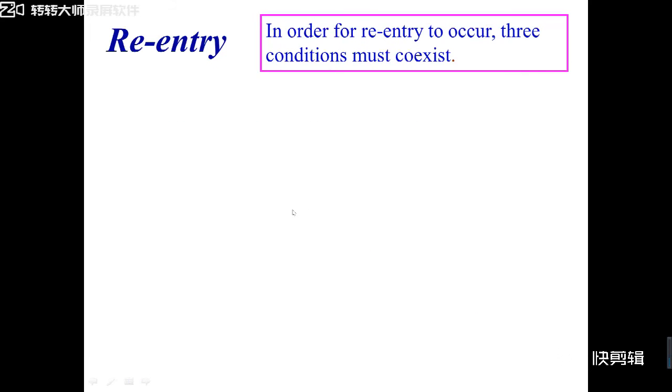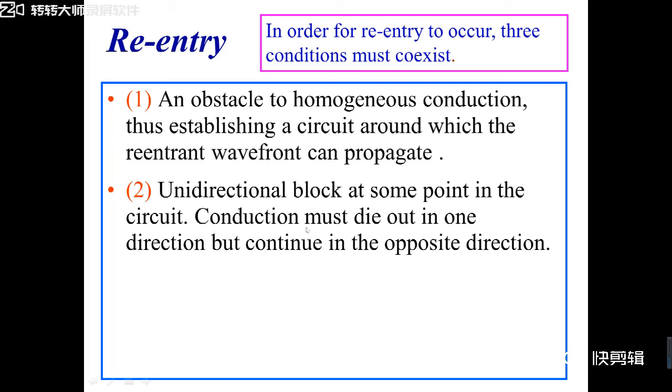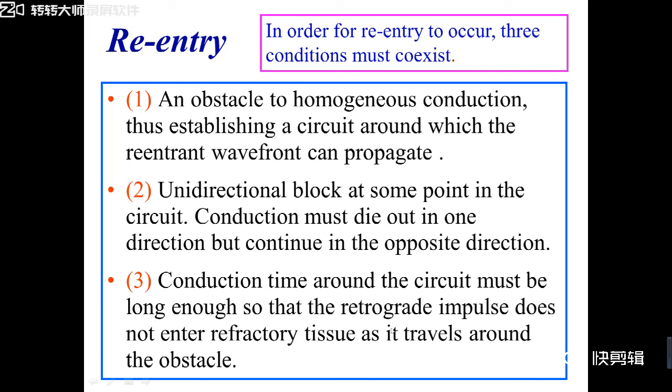So what is the meaning of re-entry? In order for re-entry to occur, three conditions must coexist. An obstacle to homogeneous conduction, thus establishing a circuit around which the re-entrant wavefront can propagate. Unidirectional block at some point in the circuit: conduction must die out in one direction but continue in the opposite direction. Conduction time around the circuit must be long enough so that the retrograde impulse does not enter refractory tissues as it travels around the obstacle.